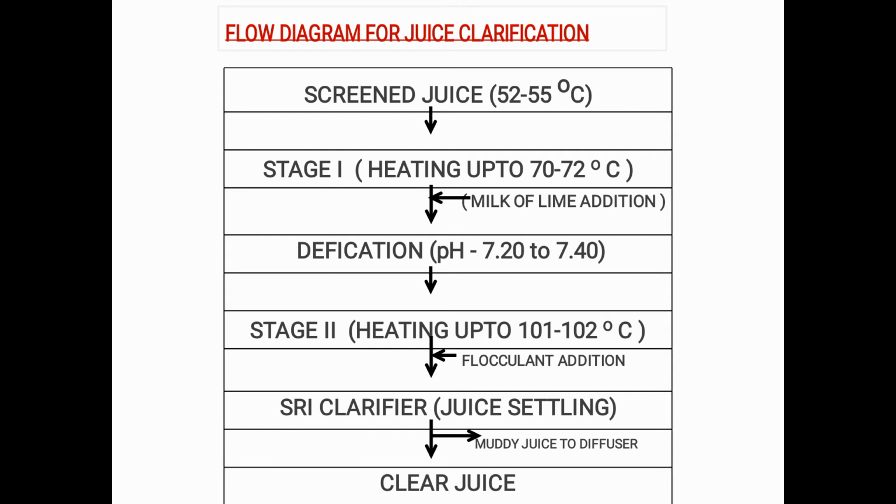So this will be the first step, the juice extracted from the mill. This will be screen juice or mixed juice, whatever name is used in different factories. Some places they are calling it mixed juice, some places screen juice. So this will be the screen juice. Next, this juice will go for clarification in the boiling house.